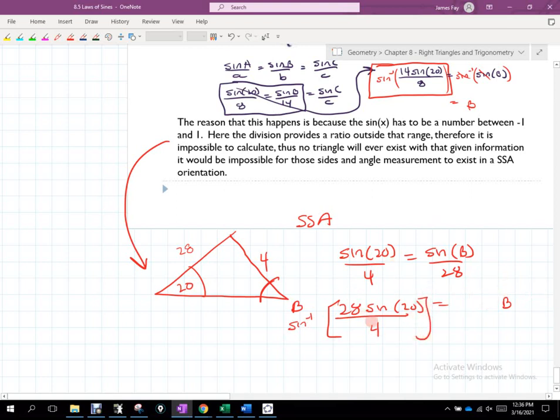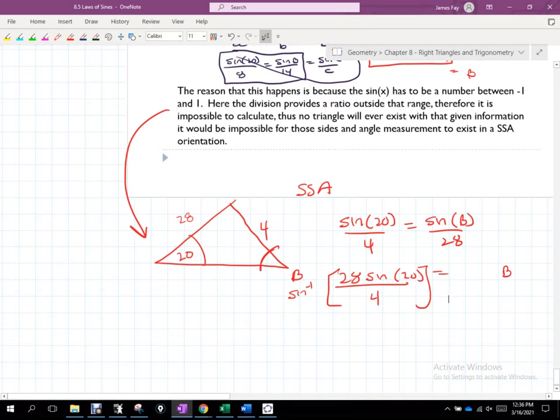Now, what's 28 divided by 4? 7. So I'm going to go sine inverse. And you can just grab your calculator, type this in, but I'm just going to try to prove a point here. We saw that sine of 20 earlier was like 0.34 or something like that. If I take 7 and multiply it by 0.34, okay, that's a number bigger than 1, okay? So it'd probably be about 2.1-ish, 2.2-ish, something like that, in that ballpark.